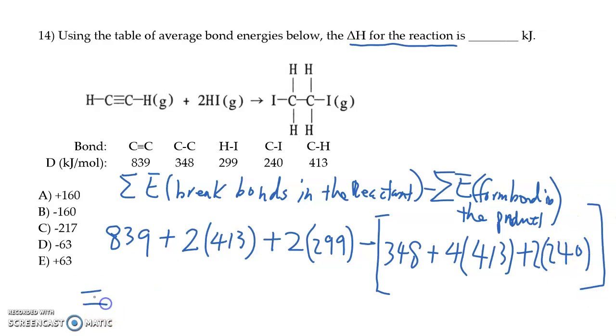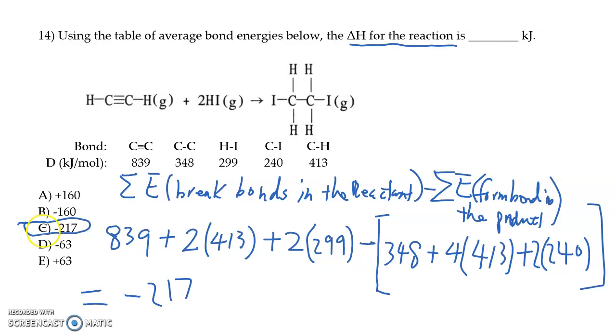Okay, so let's use our calculator and see what we get. I have 839 plus 2 times 413 plus 2 times 299 minus the sum of 348 plus 4 times 413 plus 2 times 240. What I get is negative 217. The unit will be kJ per mole. Okay, so over here, this will be your answer.